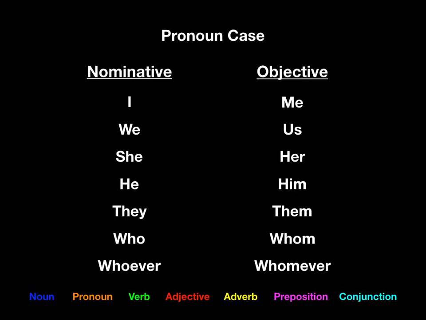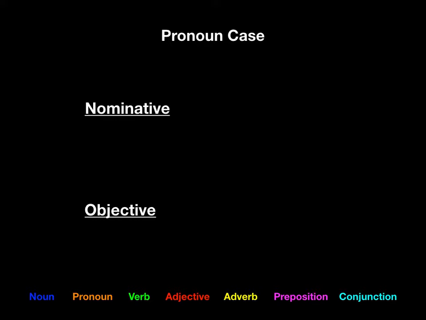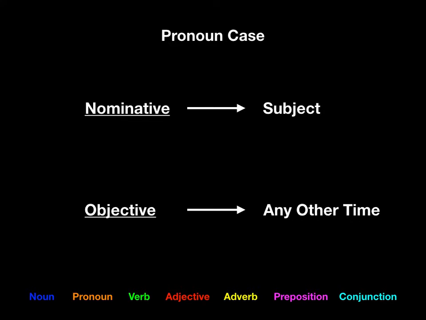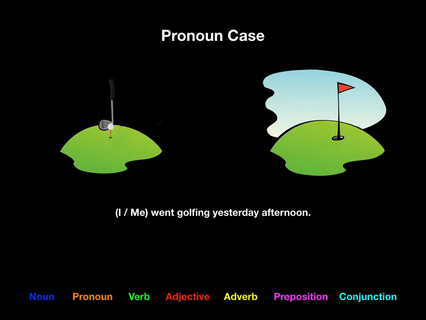So, what is the difference between nominative and objective case? While there are some other aspects that nominative pronouns can be used for, most commonly nominative pronouns occur as the subjects of sentences, while objective case pronouns are typically any other word for a pronoun. Let's take a look at an example to illustrate this. I, me, went golfing yesterday afternoon.